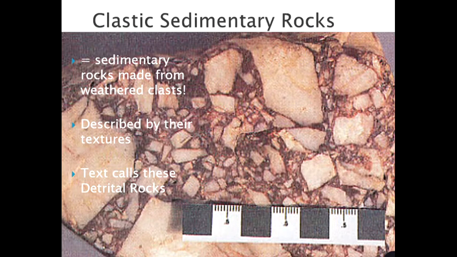This third lecture is looking at the nature of the clastic sedimentary rocks. Remember that clasts were those broken bits of physically weathered material that came from pre-existing rocks. Well, so then it makes sense that clastic sedimentary rocks are rocks made of those clasts. We describe them by what we call their textures.